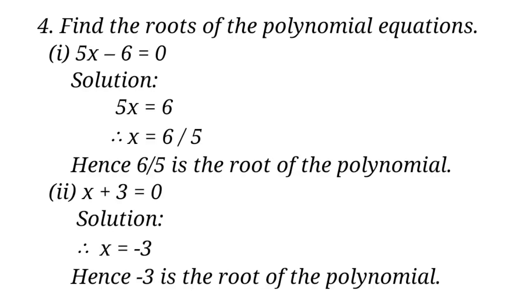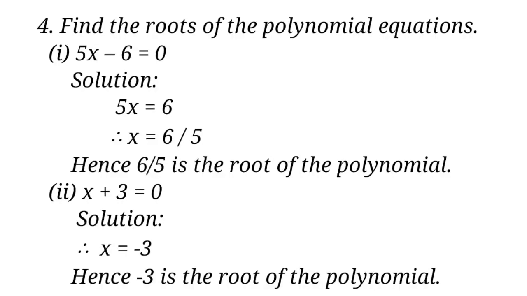Fourth one, find the roots of the polynomial equations. First subdivision, 5x minus 6 is equal to 0. Solution, 5x minus 6 is equal to 0. Then minus 6 shift to right hand side, plus 6. Then 5x is equal to plus 6. 5 shift to right hand side, we get x is equal to 6 divided by 5. Hence, 6 divided by 5 is the root of the polynomial.